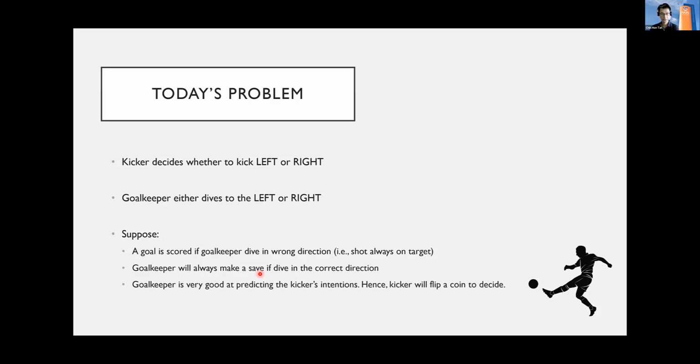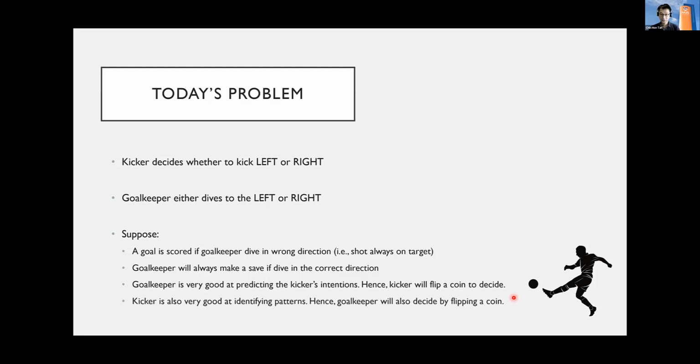And the next point to note is that the goalkeeper is going to be very good at predicting the kicker's intention. Okay, and so the kicker, recognizing this, decides that, okay, I'm just going to flip a coin to decide whether to kick left or to kick right. Simply because if the kicker was to just go with his own intentions, whether to kick left or to kick right, the goalkeeper is going to be very good at predicting the kicker's intention. So rather than make the decision by himself or herself, the kicker has decided that he or she would just flip the coin to decide whether to kick left or to kick right.